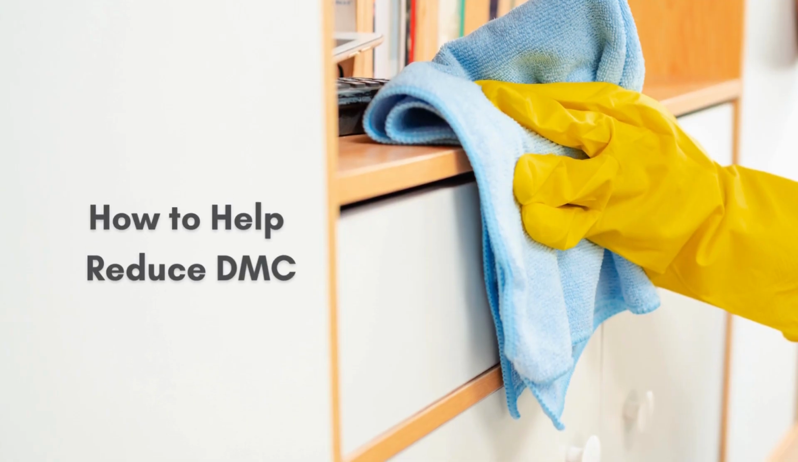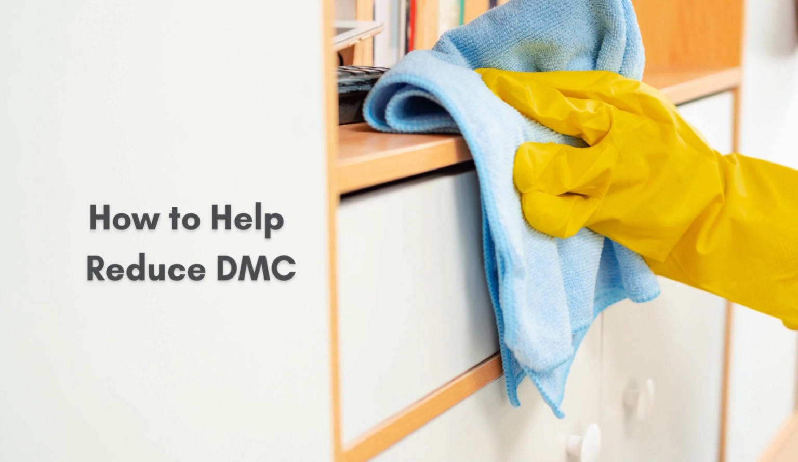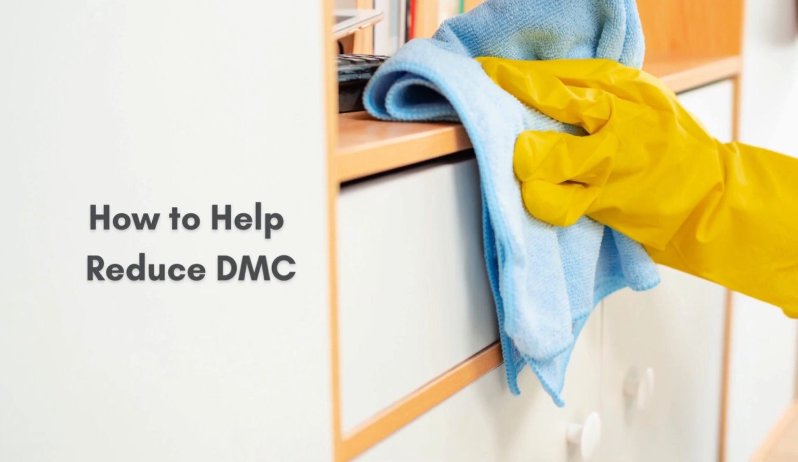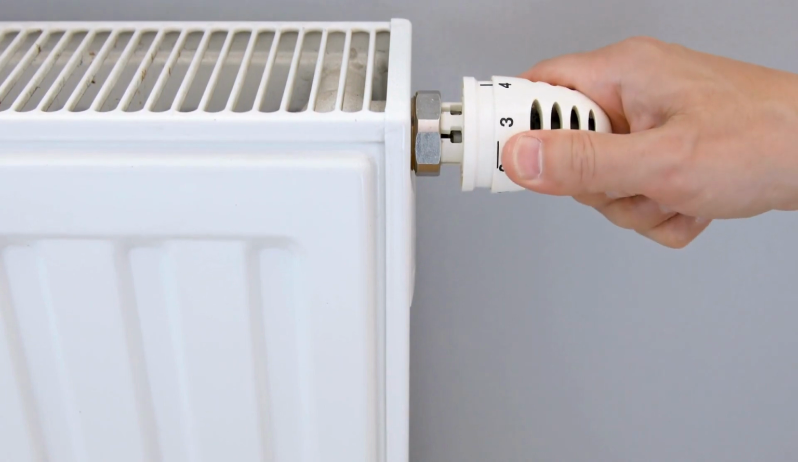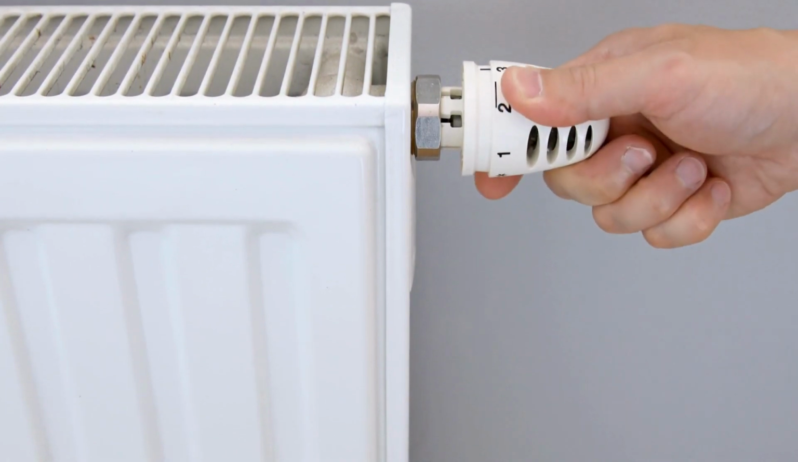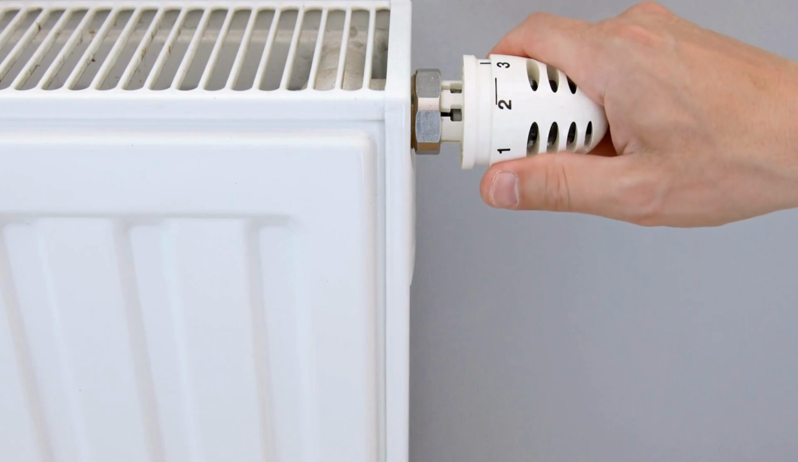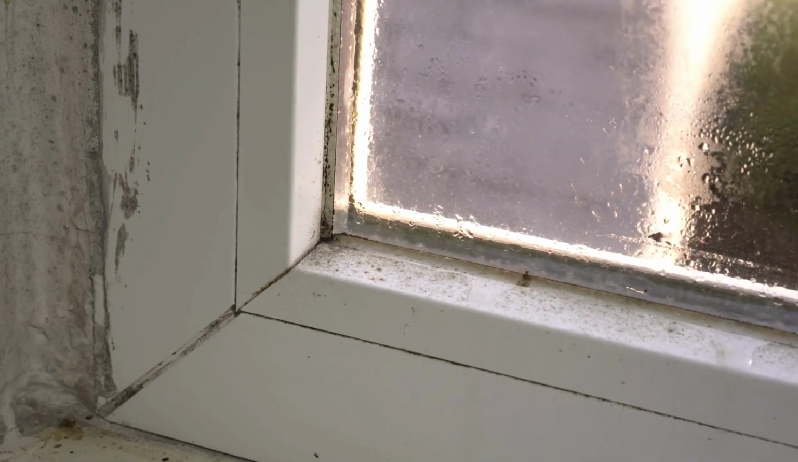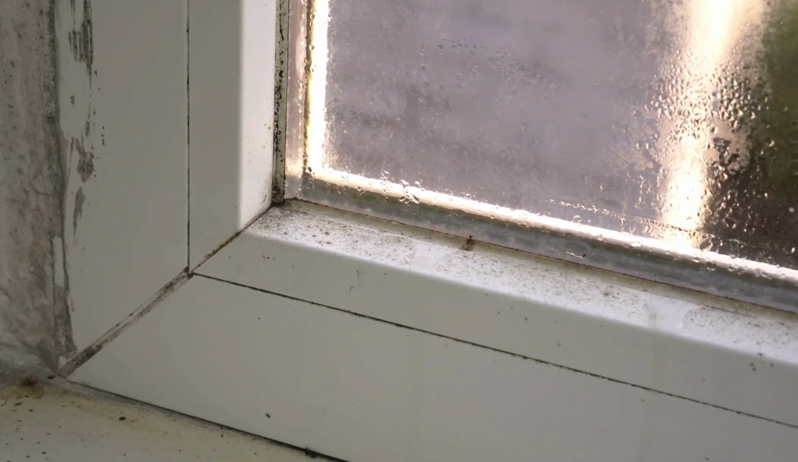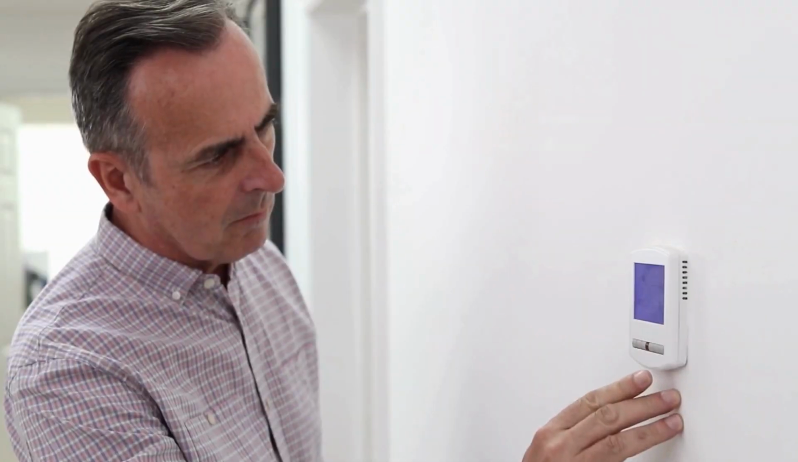To assist us, there are some actions that residents can take that will also help reduce the impact of DMC in your home. It is recognized that occupants can be reluctant to turn heating on due to the cost of electricity, gas, and oil. However, it is essential that heating is maintained in occupied properties to reduce the relative humidity and maintain surface temperatures at a level that limits condensation occurring.